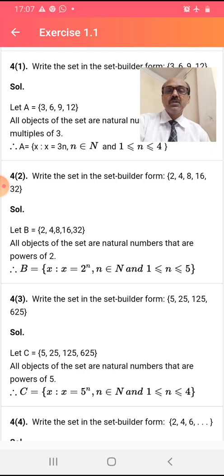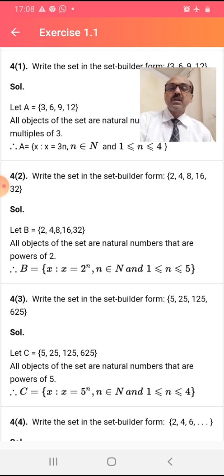The set is 3, 6, 9, 12. So, 3 into 1 is 3, 3 into 2 is 6, 3 into 3 is 9, 3 into 4 is 12. That means multiples of 3. So all objects of the set are natural number multiples of 3. Its set builder form is A, capital A, any set, A equal to x such that x equal to 3n. So multiple of 3, 3n.